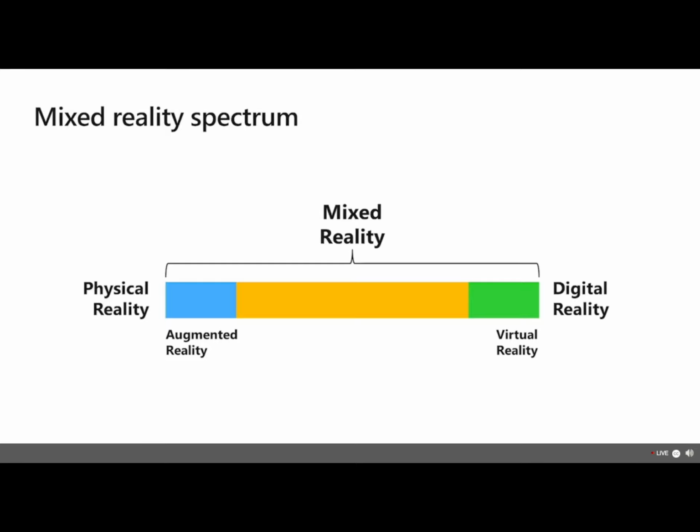Now, when we get into that fully mixed reality, this is where we start to blend the real world and digital world. We see that a lot with the HoloLens. A near digital world is where you would experience a fully digital environment and you're completely unaware of the physical environment around you. So that might be your virtual reality.